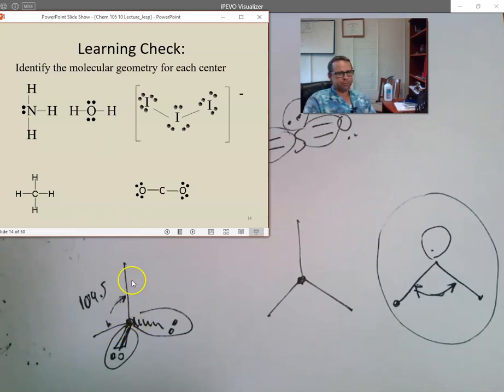Emily, are you there? Want to help him out? What is the shape of this molecule here? Emily, are you there?